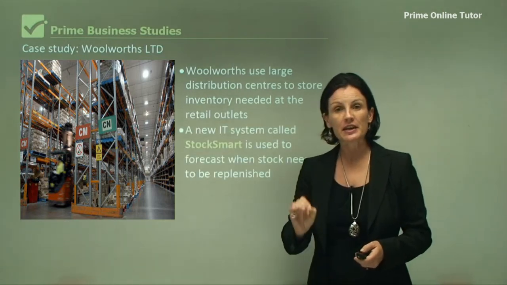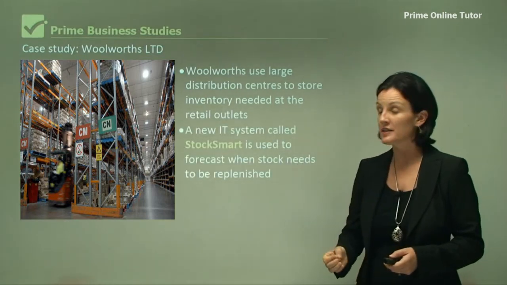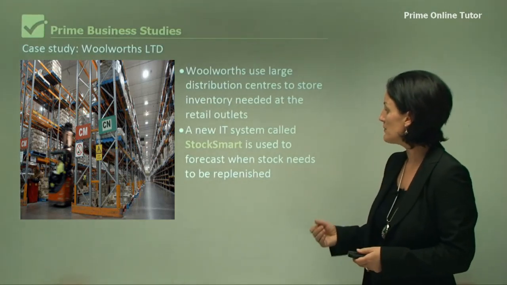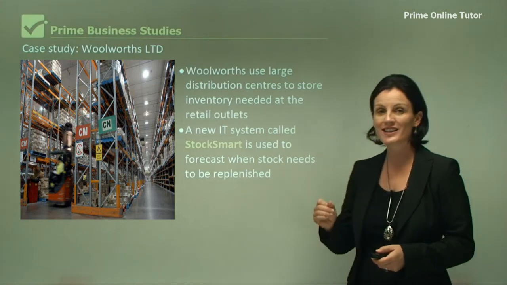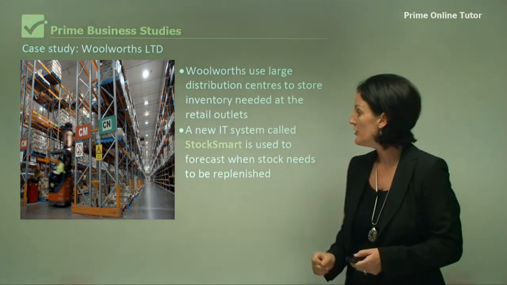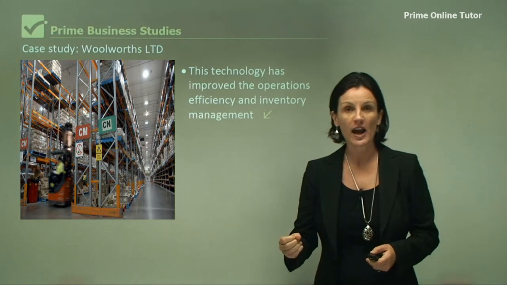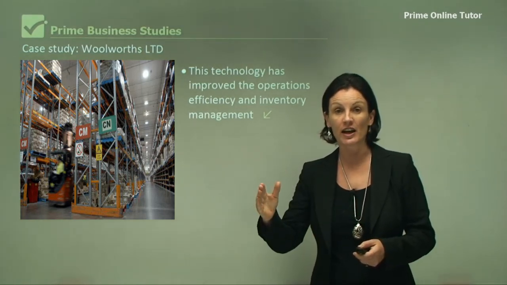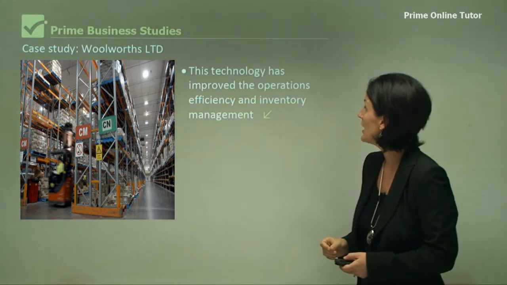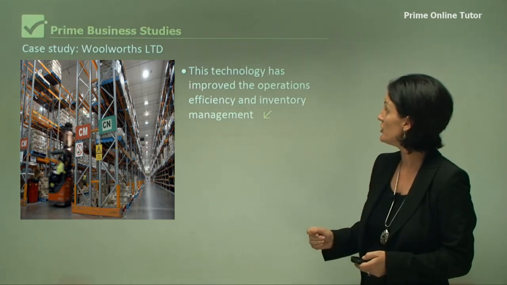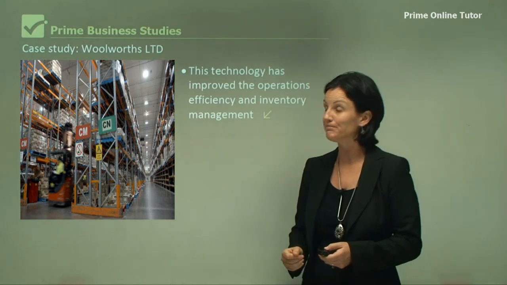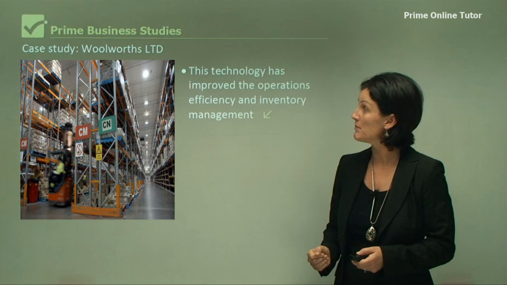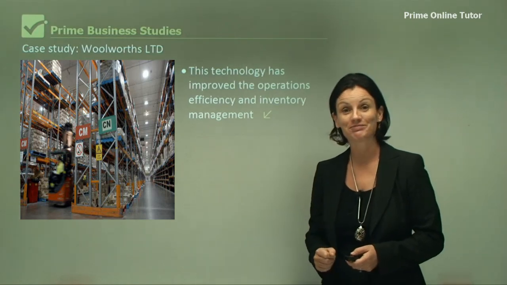They have invested in a piece of technology. It's an IT system and it's called Stock Smart. This piece of software is able to forecast when stock is needed to be replenished. This helps them keep on track for their retail outlets and keep the delivery to retail outlets efficiently done. This technology has improved the operations efficiency and inventory management. So that completes our second influence on operations management, and that was technology.